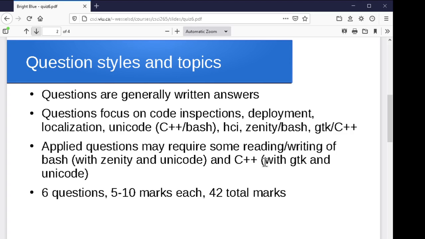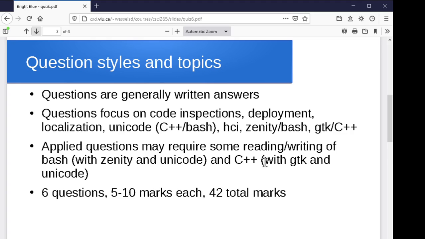Mostly it's either written answer or code answer for this one. So it's a half dozen questions, slightly longer answers, 5 to 10 marks each for the usual 42 marks total. What this is really focused on, of course, is the recent material.